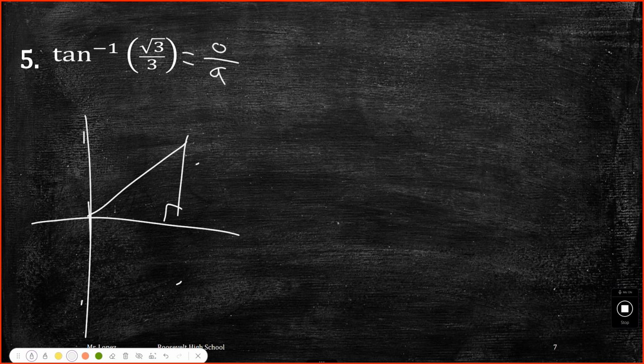Because opposite, it says, is root 3. All right, let's put it there. Root 3. Opposite is root 3. This is 3. How is that going to work out? So what is this? And then what is this? How are we going to do this?